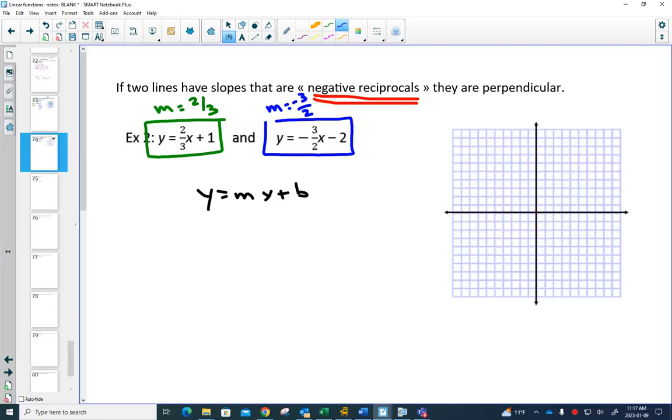If we graph this, you're going to see why they end up being at 90 degrees. Okay, so first of all, the green one. Again, I would probably start with my y-intercept at (0, 1). And since my slope is 2/3, my rise is 2, my run is 3. Rise is 2, run is 3.